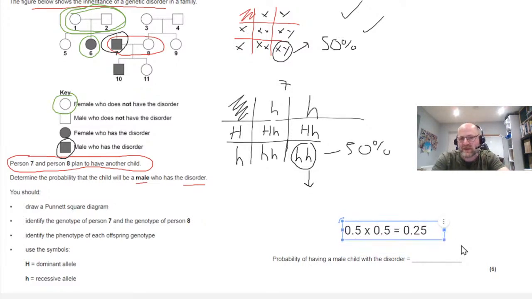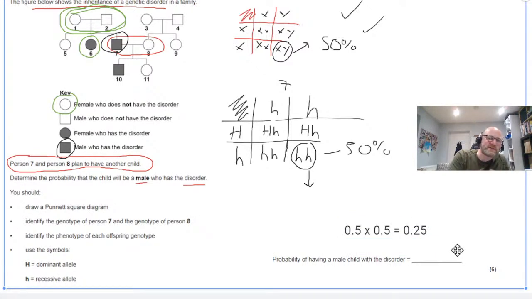Yeah, so that's for the 6 marks there. You can write it as a percentage or you can write it as a decimal like that. Yep. Well done.